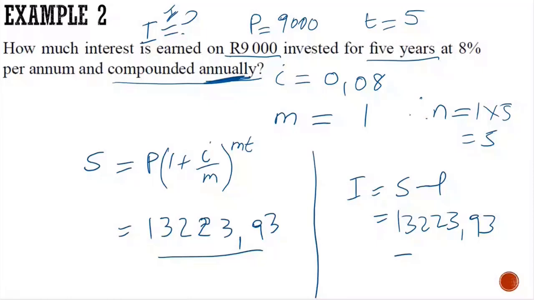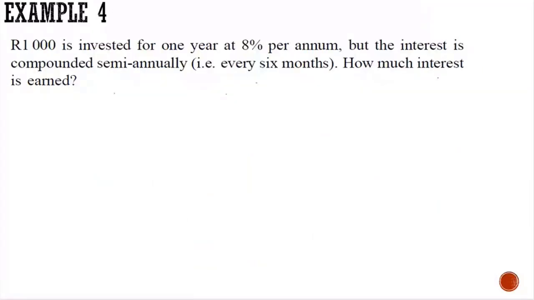I just want us to look at the one which is compounding so many times. Okay. So here you've got 1,000 invested for 1 year at 8% per annum. But the interest is compounded semi-annually. So this is your P, an amount that is invested. So your P is equal to 1,000. You've got your interest rate here. It is 8%, but this is compounded so many times. So it is compounded semi-annually.